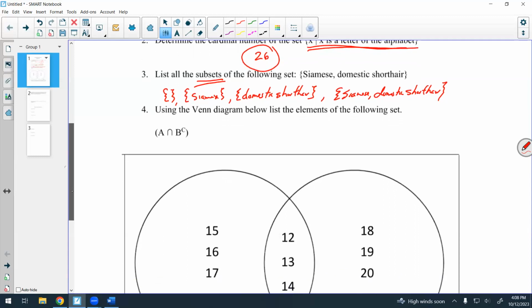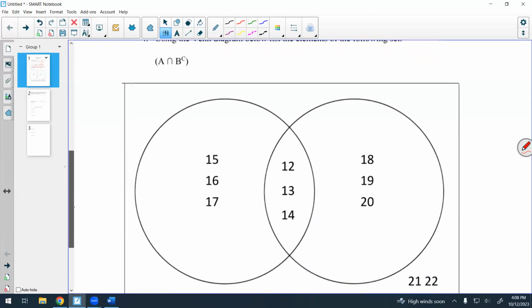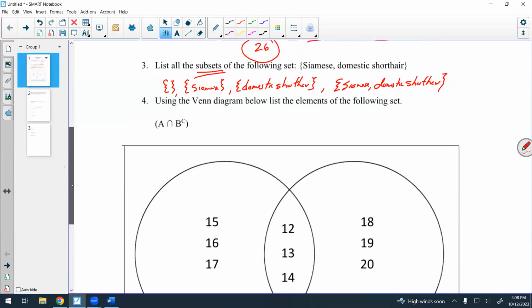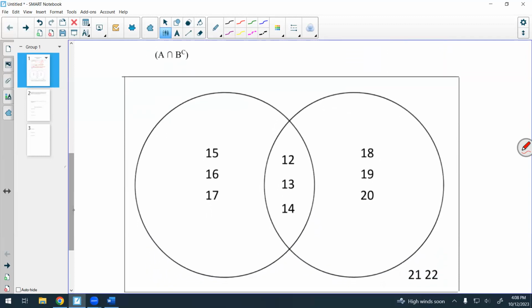Okay, so now we're going to use the Venn diagram here to find the elements of the following set: A intersects B complement. So what is B complement?